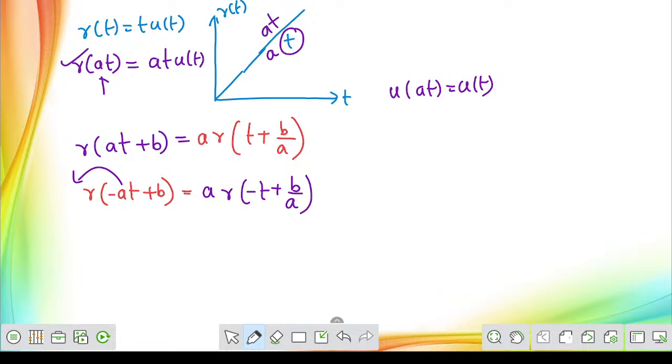So these two are equal to each other. That is one of the most important properties, because most people fail to observe these things properly. Okay, so that is all about the ramp signal.